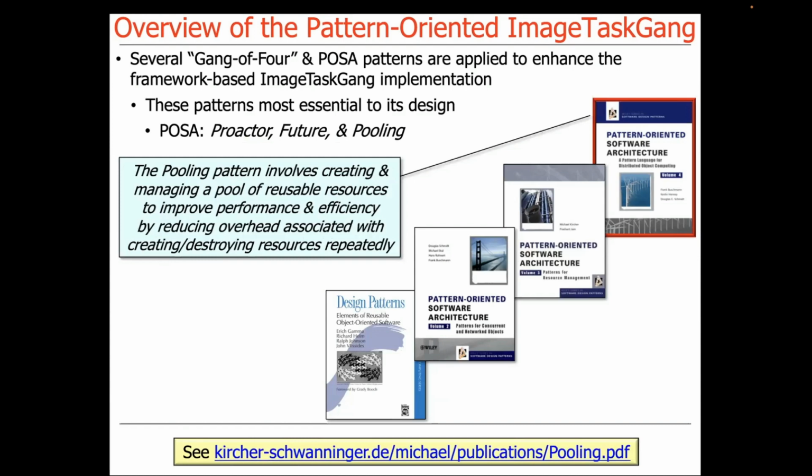And then there's also something called the pooling pattern, which appears in a couple of places. It appears in the POSA 4 book and the POSA 3 book, which involves creating and managing a pool of reusable resources, in this case threads, to improve performance and efficiency by reducing overhead that's otherwise associated with creating and destroying resources repeatedly. So we simply pool stuff. And there's lots of other kinds of pools. You can have connection pools and memory pools and things like that.